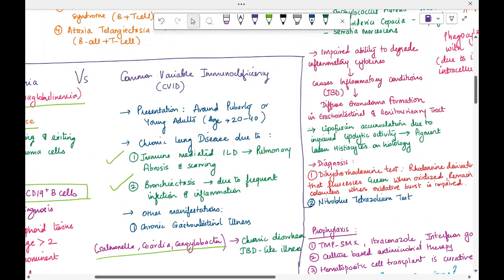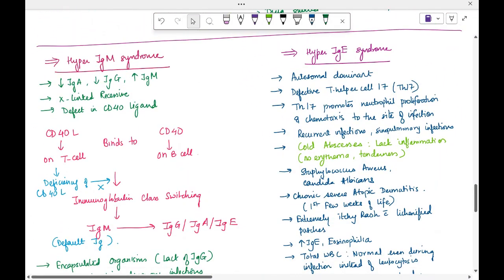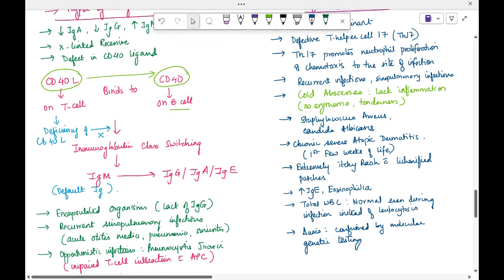Now some of the other ones we can see are the hyper IgM syndrome and hyper IgE syndrome. In hyper IgM syndrome, there is increased IgM and decreased IgA and IgG. It is X-linked recessive. There is a defect in the CD40 ligand. So normally what happens? This is a problem with immunoglobulin class switching. Normally on the T cell we have a CD40 ligand, and on the B cell we have a CD40. So this CD40 binds with the CD40 ligand, and then it starts the immunoglobulin class switching.